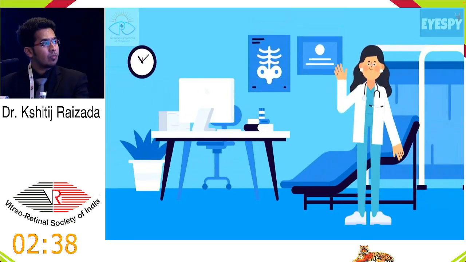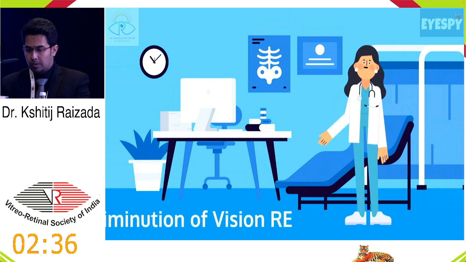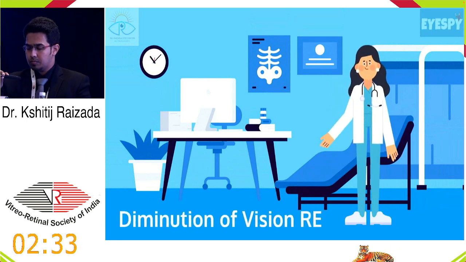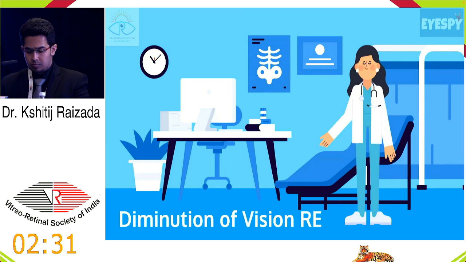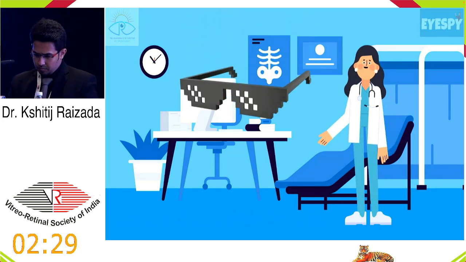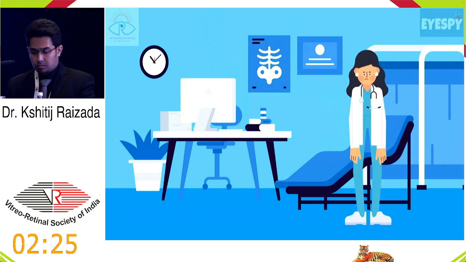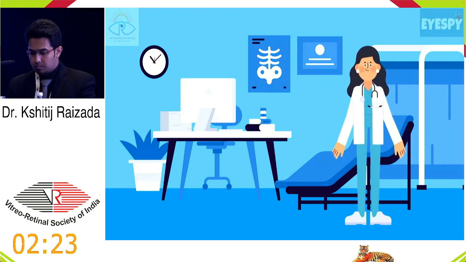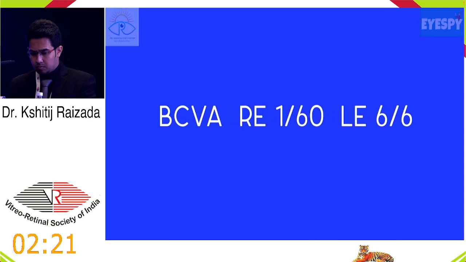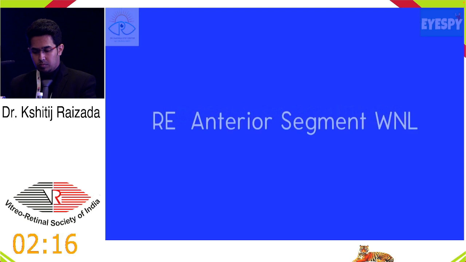A 28-year-old female dermatology PG resident presented to us with complaints of diminution of vision in the right eye for the past 3 hours. She gave a history of unprotected exposure to Q-switched Nd:YAG laser, which is used for cosmetic procedures in dermatology. Her best corrected vision in the right eye was 1/60, while in the left eye it was 6/6. Anterior segment was within normal limits in the right eye.